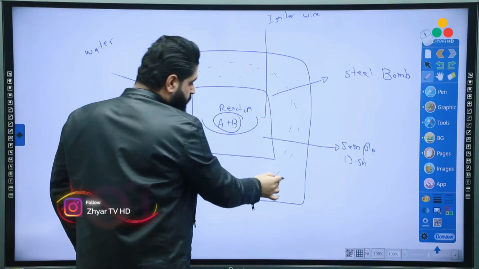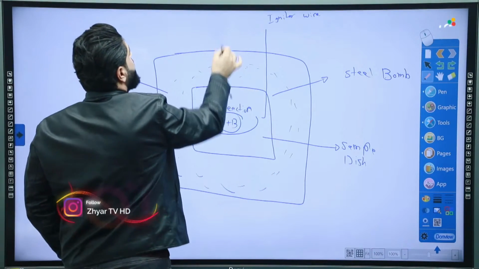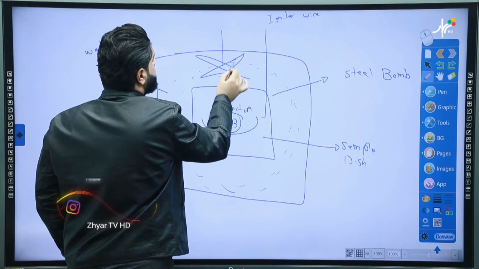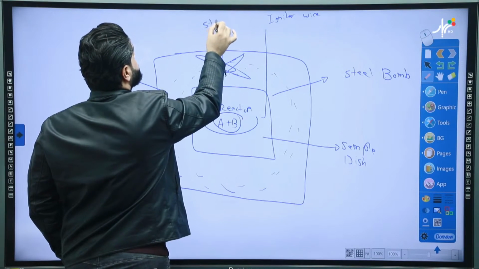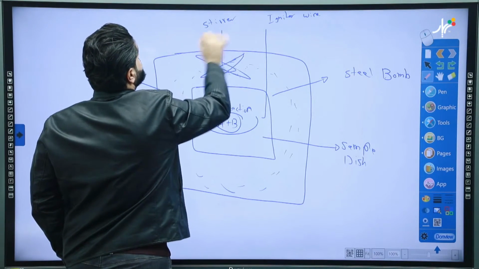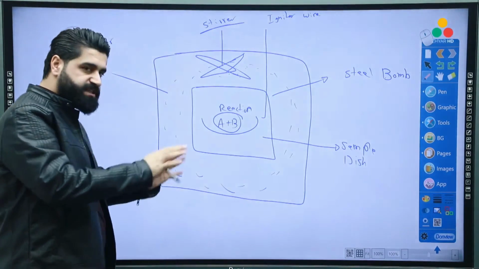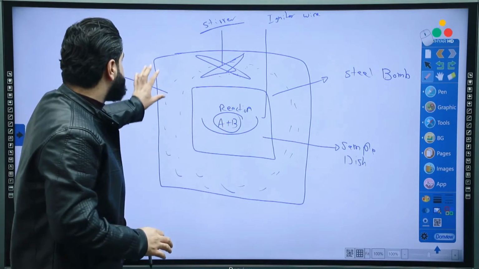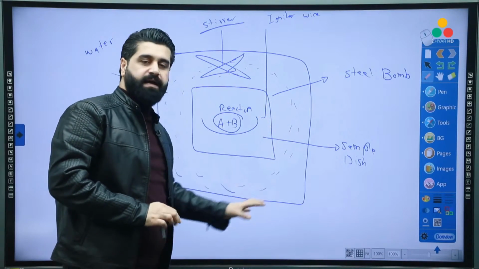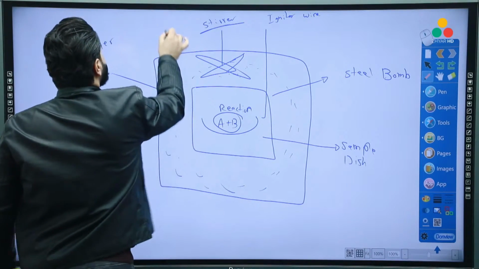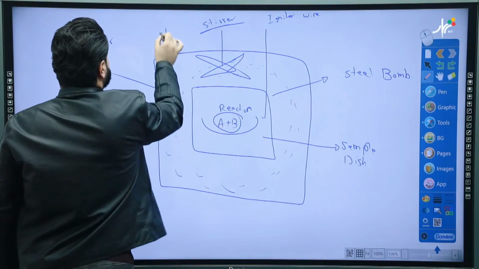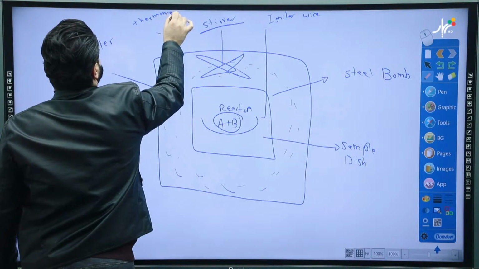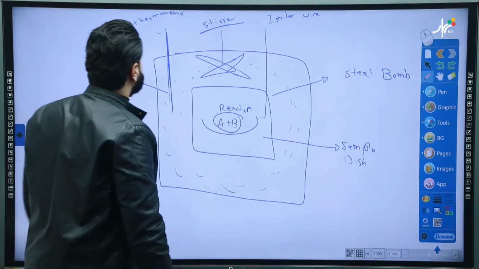Because we have water in each corner, we need a stirrer or homogenizer, something like a fan. The stirrer is to homogenize the energy distribution in each part of the calorimeter. And here we have a thermometer to measure the temperature.